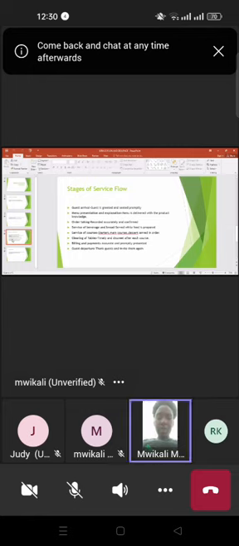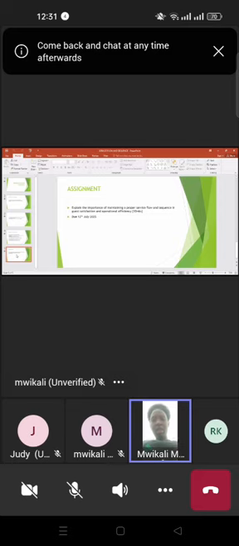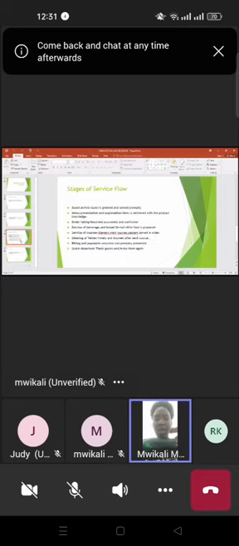The next one is billing and payments, where the waiter gives the guest the bill or the amount of money that is needed to be paid by the guests. The other one is the guest departure, where the waiter sees off the guests and maybe welcomes the guest for a next time. Then the guest leaves and you invite them again.